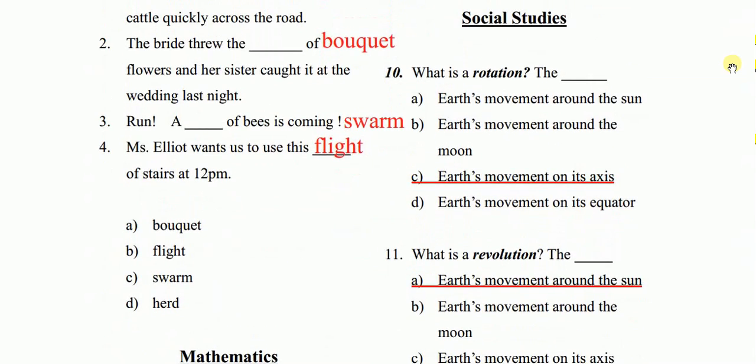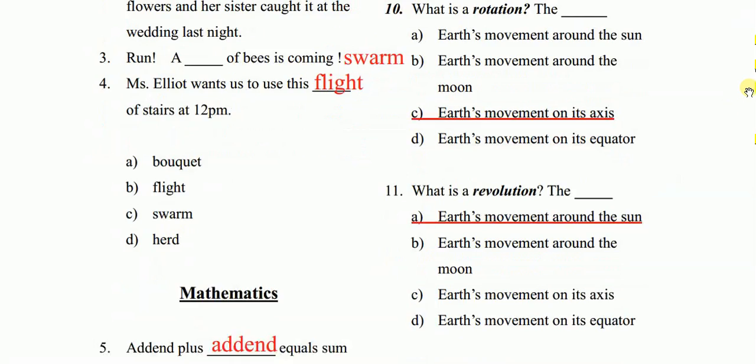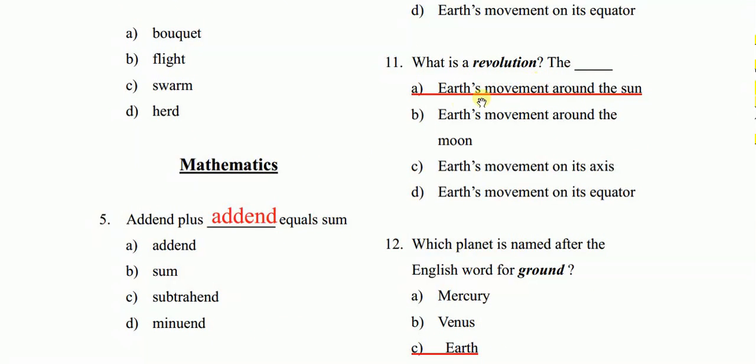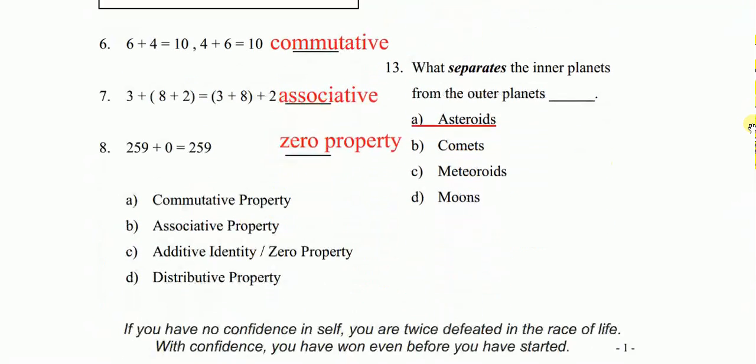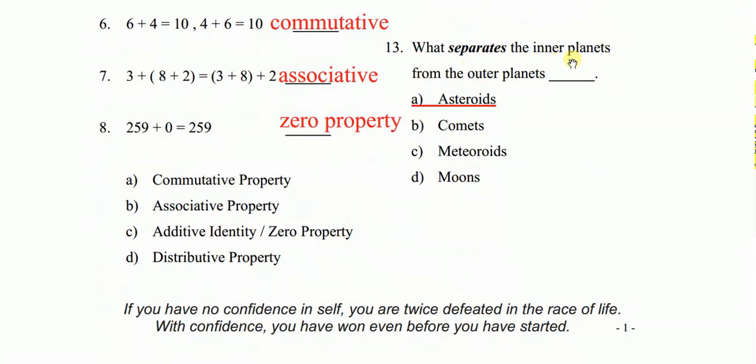Social studies. Number 10, what is a rotation? And that would be Earth's movement on its axis. Number 11, what is a revolution? That would be Earth's movement around the sun. Number 12, which planet is named after the English word for ground? And that would be Earth. Number 13, what separates the inner planets from the outer planets? And that would be the asteroid belt. So asteroids separate the inner planets from the outer planets.